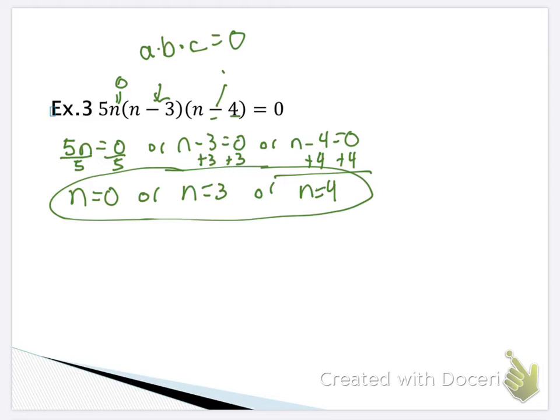Okay, this is as far as we're going to go today. So when you have the zero product property, any of the terms multiplied together could be 0 to make it a 0. So you have to set each term equal to 0.